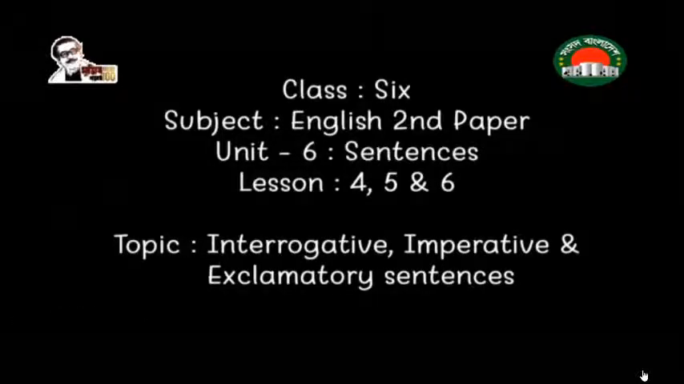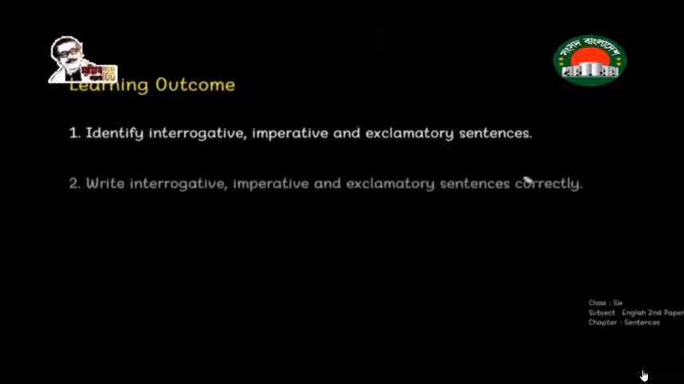Today we are going to start our second class on sentence. In the first class we discussed different types of sentences and the structures of affirmative and negative sentences. Today we are going to discuss something new and more interesting. After today's class, we will be able to identify interrogative, imperative, and exclamatory sentences, and write them correctly.